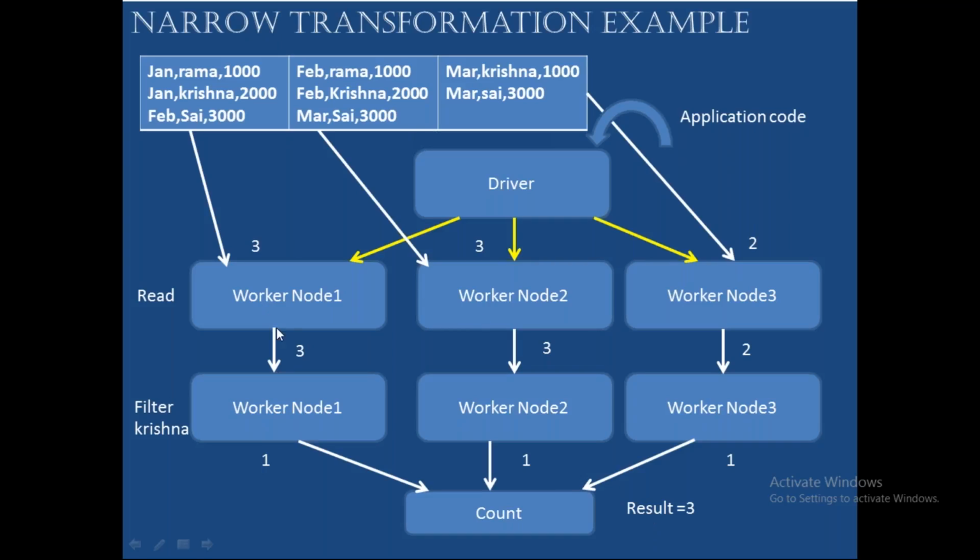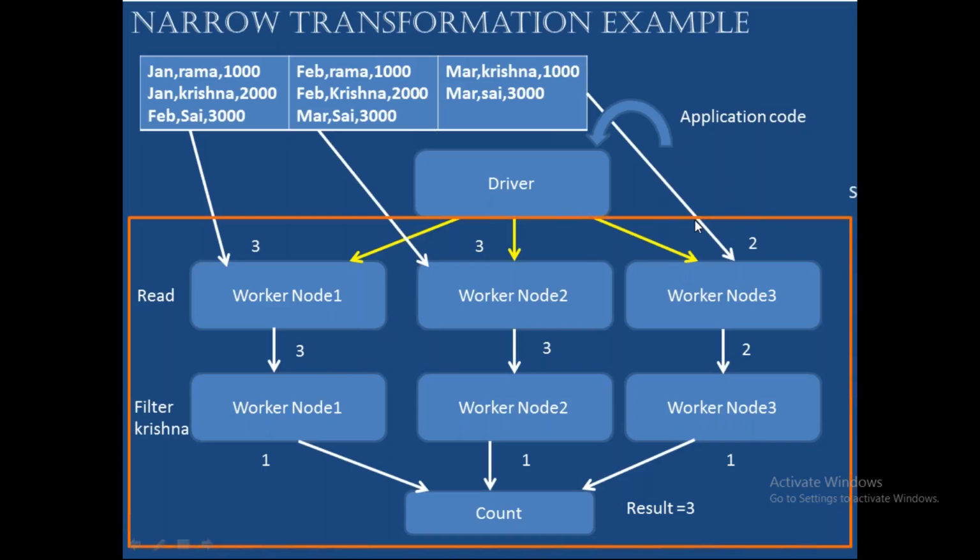Now what you need to understand, the records which you read, on same records you are applying the filter, but you are not getting some of the records from this worker to this worker, right? From this computer to this computer, you are not getting the records. You try to understand. So this is called a narrow transformation. In narrow transformation, only one stage will be created. Only stage one will be created.